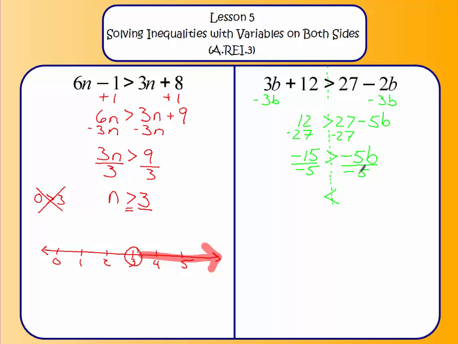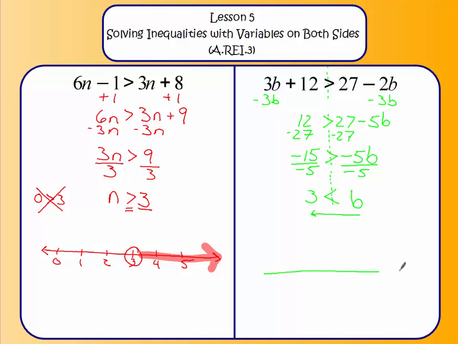Negative 5b divided by negative 5 leaves me with just b. Negative 15 divided by negative 5. Remember, a negative divided by a negative is a positive, and that's going to be a positive 3. So 3 is less than b. Or I can read it this way. b is greater than 3.